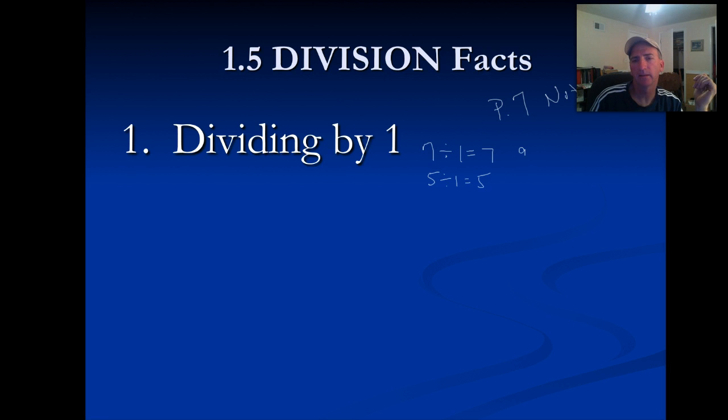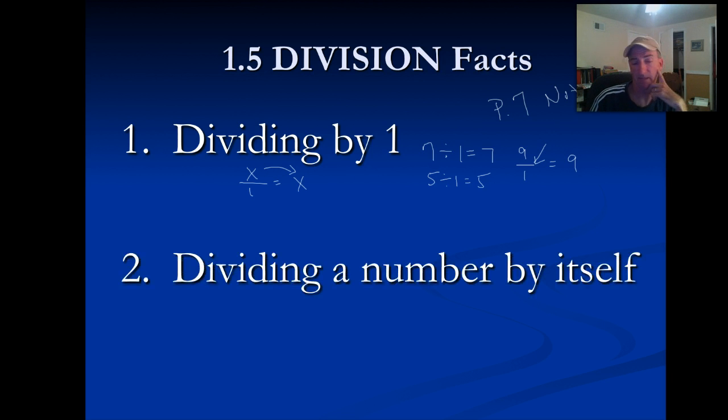9 divided by 1, we can also write it this way, by the way. In fact, we prefer to write it as a fraction. 9 divided by 1 is 9. So the rule, anytime you divide by 1, let's say any number x divided by the number 1, the answer is that number that's being divided.